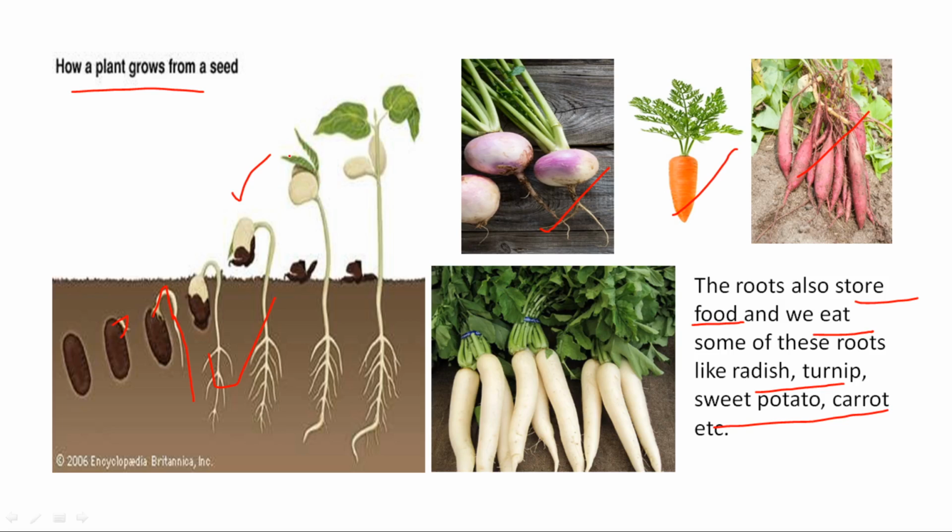First leaf grows. Then after that the plant will grow above, and the stem, branches and leaves will grow. Like this plants grow from a seed. So look at here.